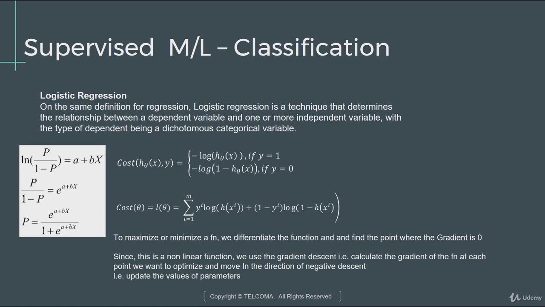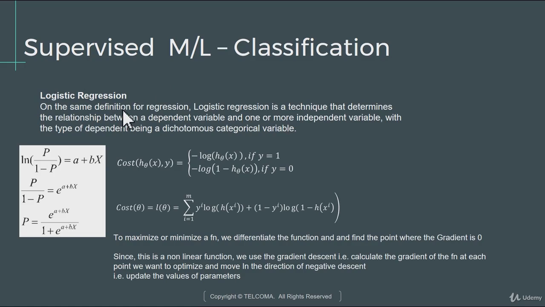Now, logistic regression is a technique that determines the relationship between a dependent variable and one or more independent variables, where the dependent variable is a dichotomous categorical variable. A dichotomous categorical variable is a categorical variable where you have only two outcomes at max. So something like, let's say, yes or no. That would be two classes, yes and no. So that's a dichotomous categorical variable or a binary variable. If you have three values, let's say yes, no, maybe, that wouldn't be termed as a dichotomous categorical variable, and we wouldn't be able to use logistic regression to solve this problem.